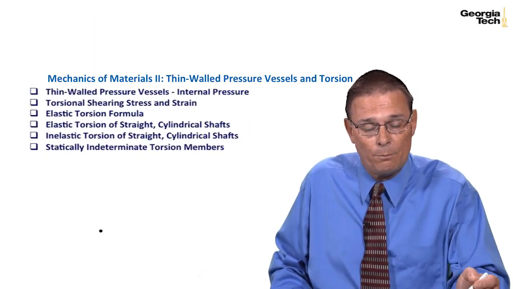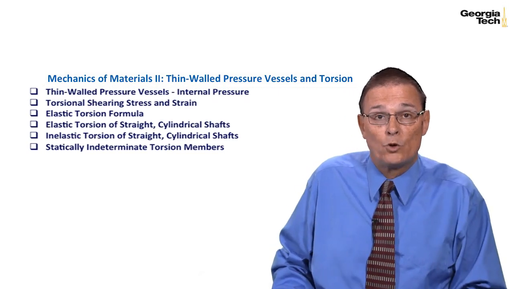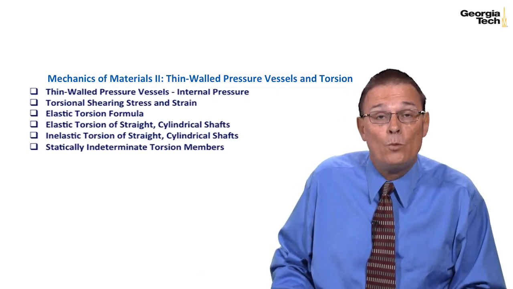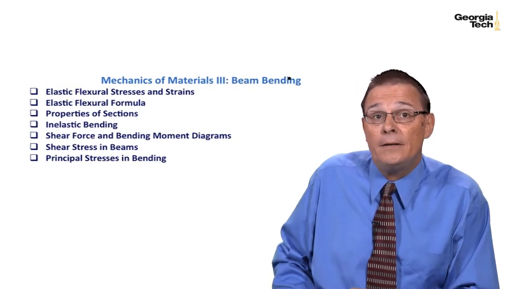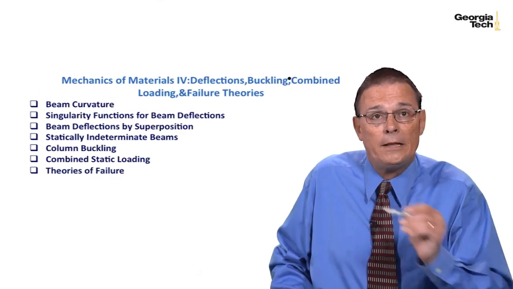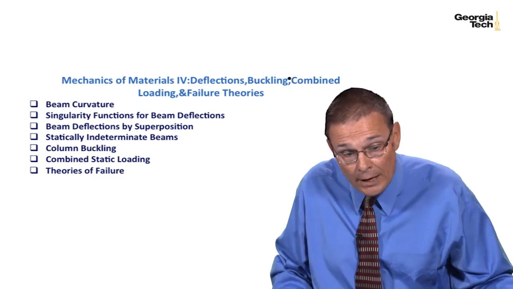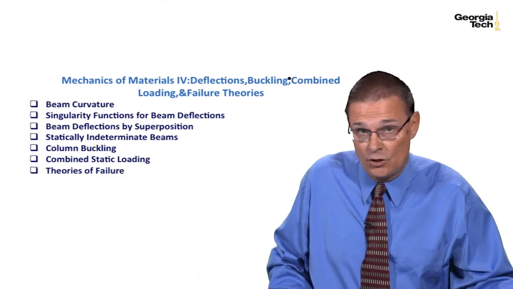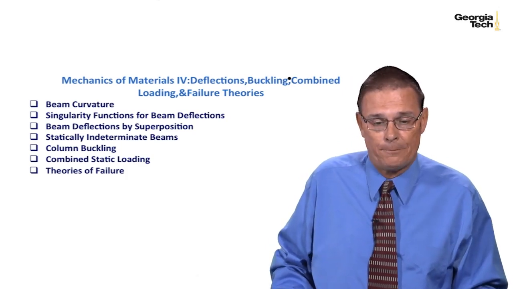And then my second course, Mechanics of Materials Part 2, will look at torsional type loads and thin-walled pressure vessels. And then we'll go on to beam bending in the third course in the four-part series. And then finally, in the last part, we'll look at beam curvature, we'll look at beam deflections, again, statically indeterminate beams, column buckling, some more advanced topics.